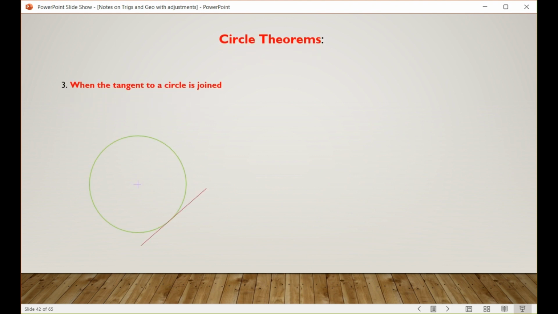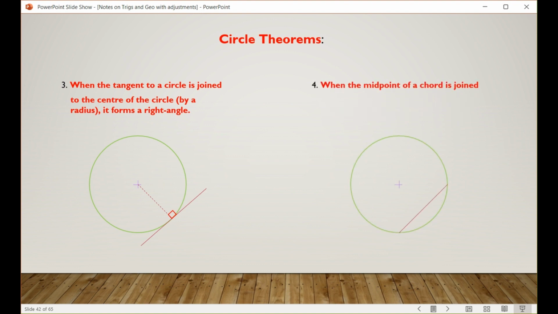When the tangent to a circle is joined, remember we spoke about a tangent being a line which is only touching the circle at one distinct point. And if we connect that straight up to the center of the circle, then we will form a right angle, 90 degrees. And of course, that line that's connecting the point on the circumference to the center is the radius.